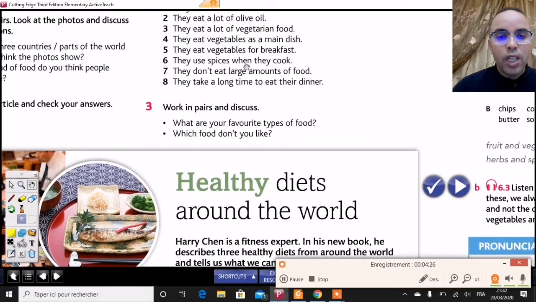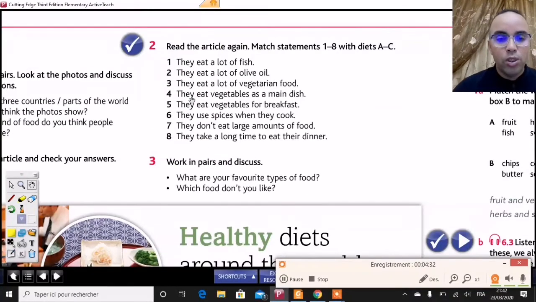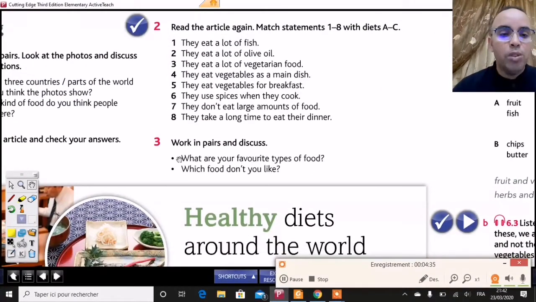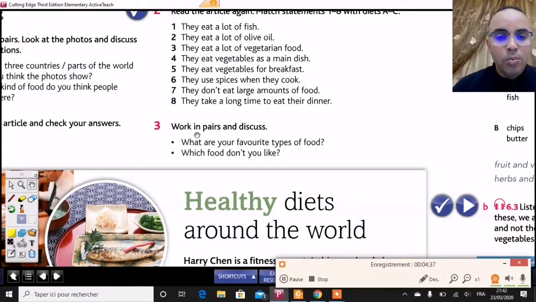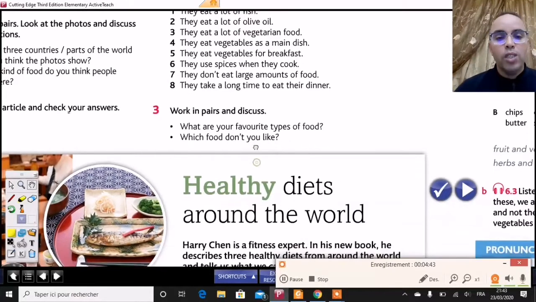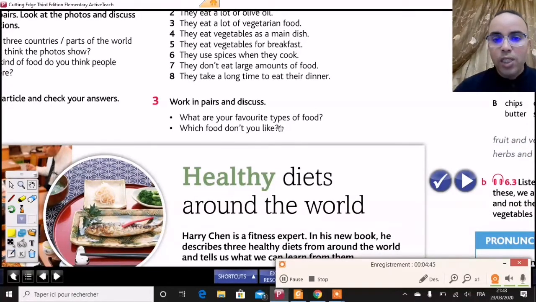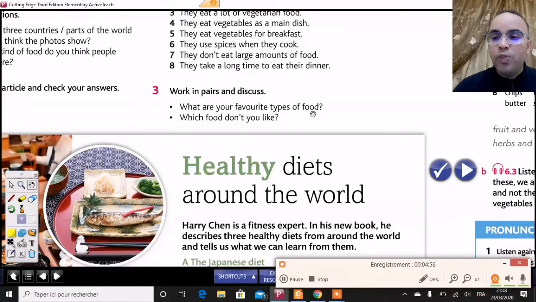Then when you finish exercise number 2, move on to exercise number 3. Try to work in pairs and discuss. But for now you are going to work individually and answer these questions. What are your favorite types of food? Which food don't you like? In order to answer these questions, you should start with my favorite types of food are, for example, pizza, chicken, and so on. But I don't like, and give the food that you don't like.